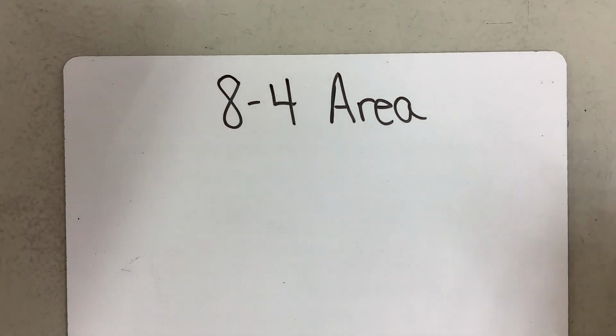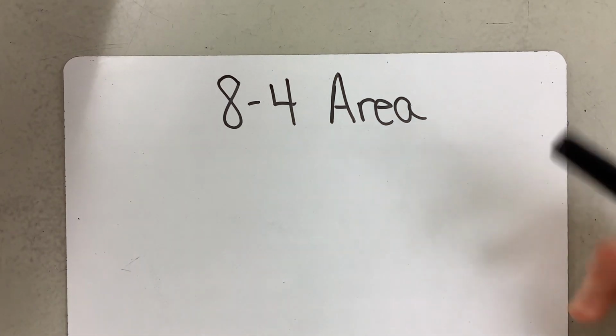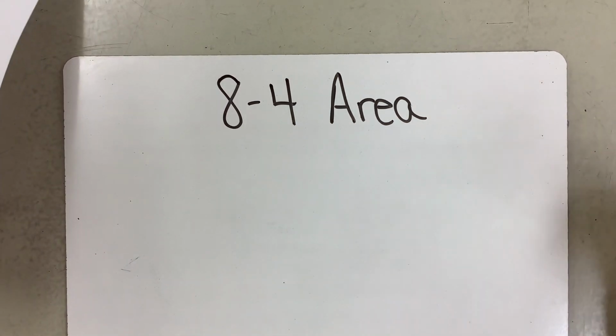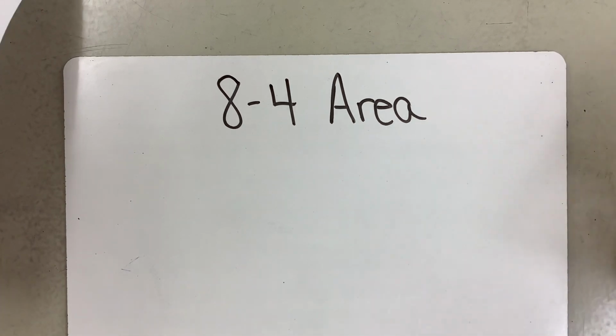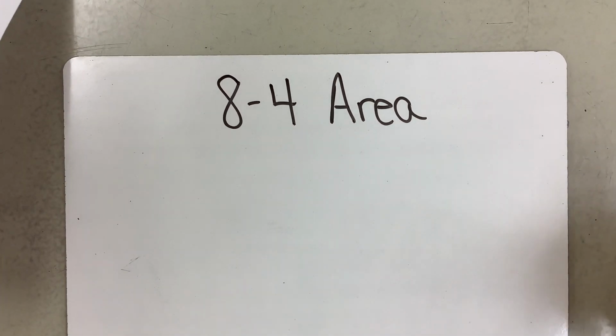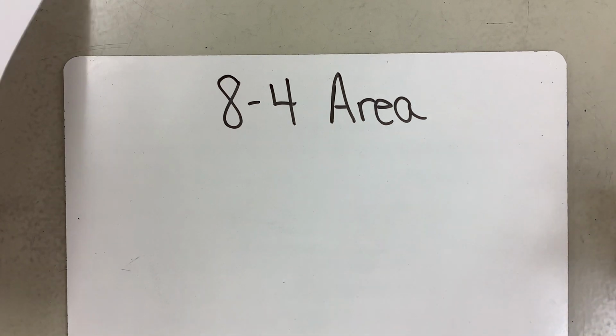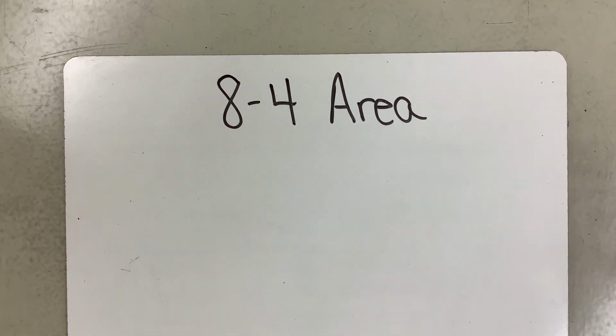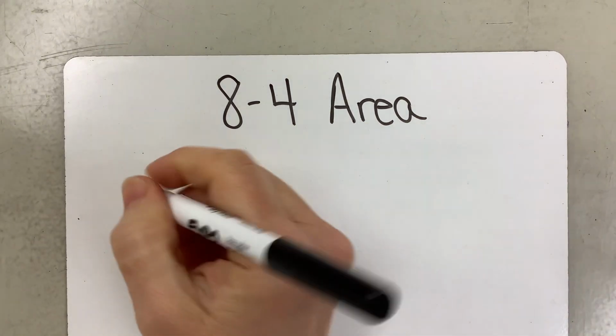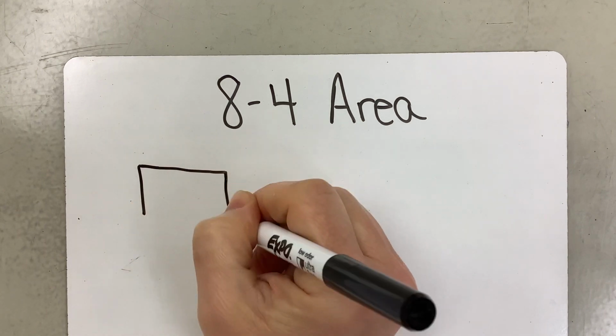The next section we're going to be covering is 8.4, and it is actually area of composite figures. But before we can look at composite figures, which you might have remembered from section 8.2, it just means many shapes put together, we need to remember some of our other formulas. Some of the ones we're going to be looking at is a rectangle.